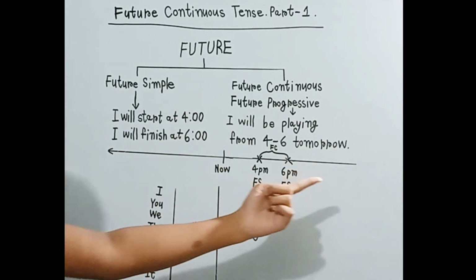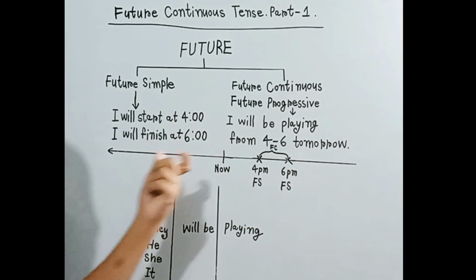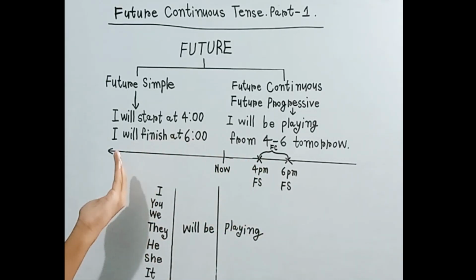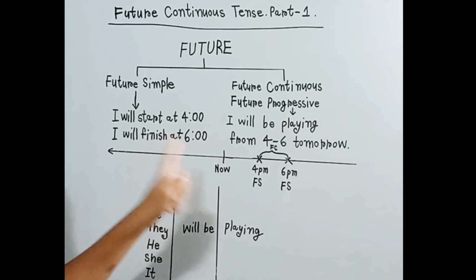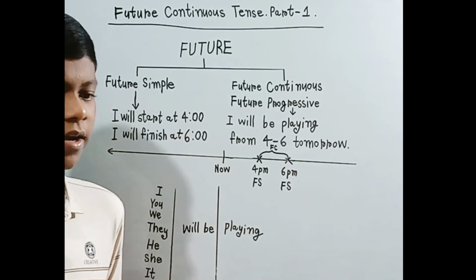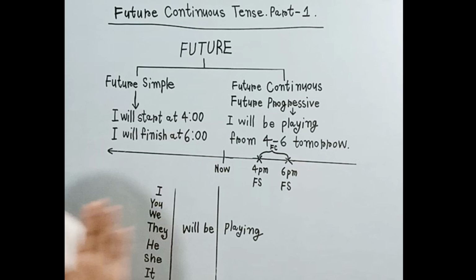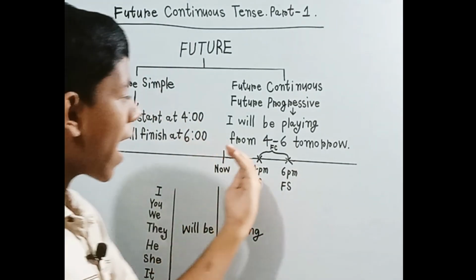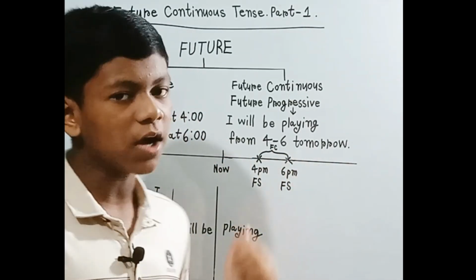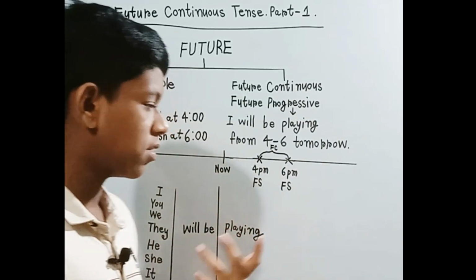I have drawn a long timeline here. Before now is past, and now is present, right now. But we don't have to learn the past and present, we have to learn the future. And after now is what? Future. So let's see what it says.